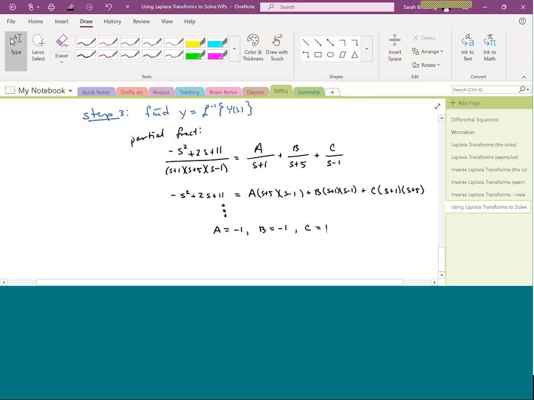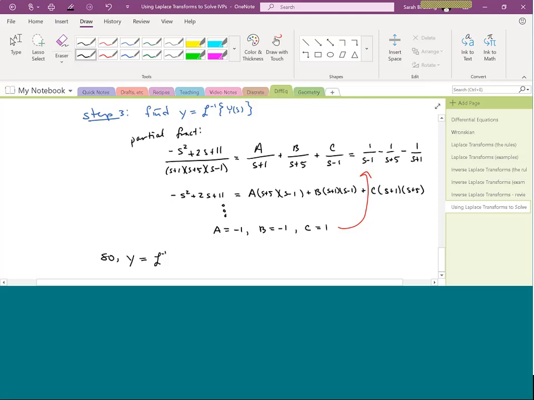So what this tells us is that the fraction we care about is the same as, and I'm going to reorder it, 1 over s minus 1 minus 1 over s plus 5 minus 1 over s plus 1. Notice I swapped the first and the last fraction only so we didn't have a leading negative. You don't need to do that.